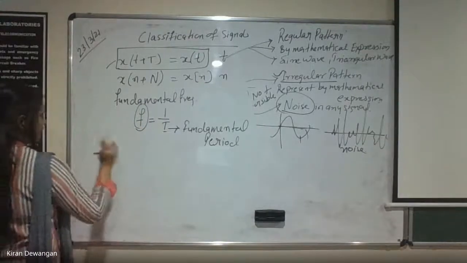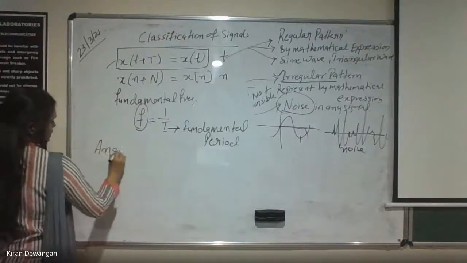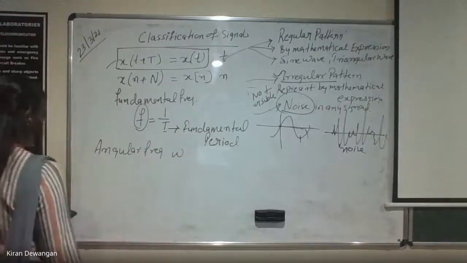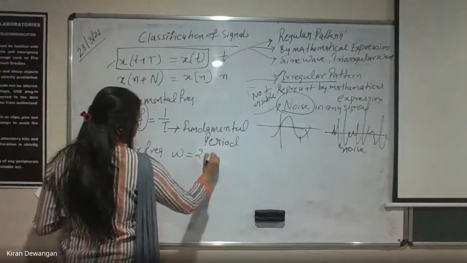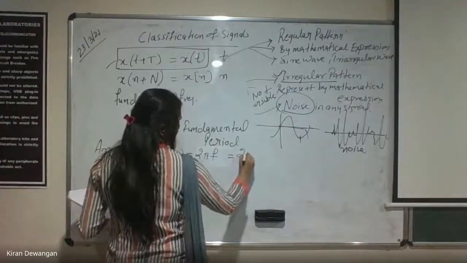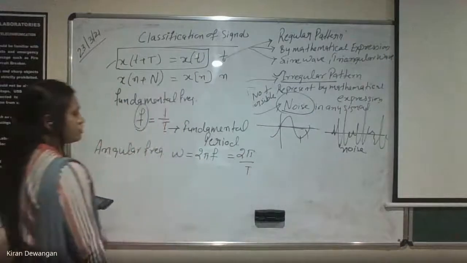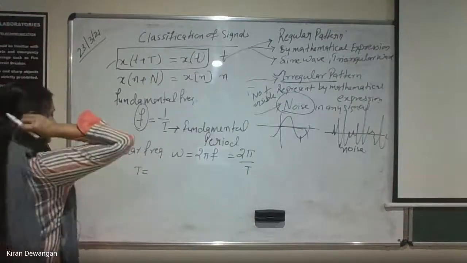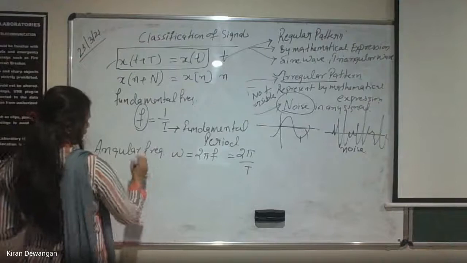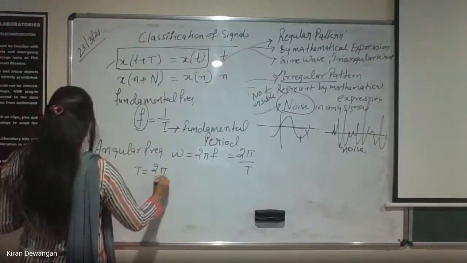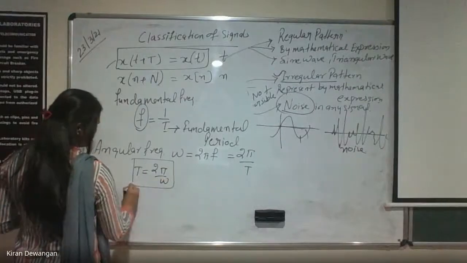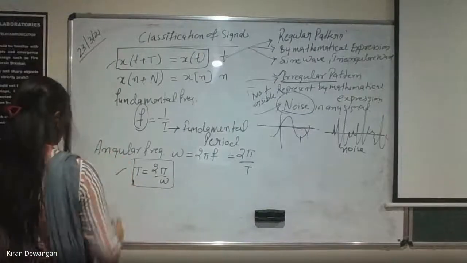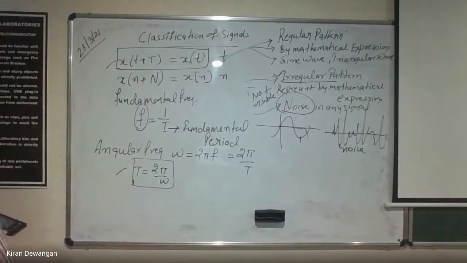Now we have one more term, which is known as angular frequency. Angular frequency is given by omega, which is equal to 2 pi f, or else we can write it as 2 pi by T, because f is 1 by T. And if we have to write the fundamental period in terms of angular frequency, it is 2 pi by omega. Okay? So it is 2 pi by omega.